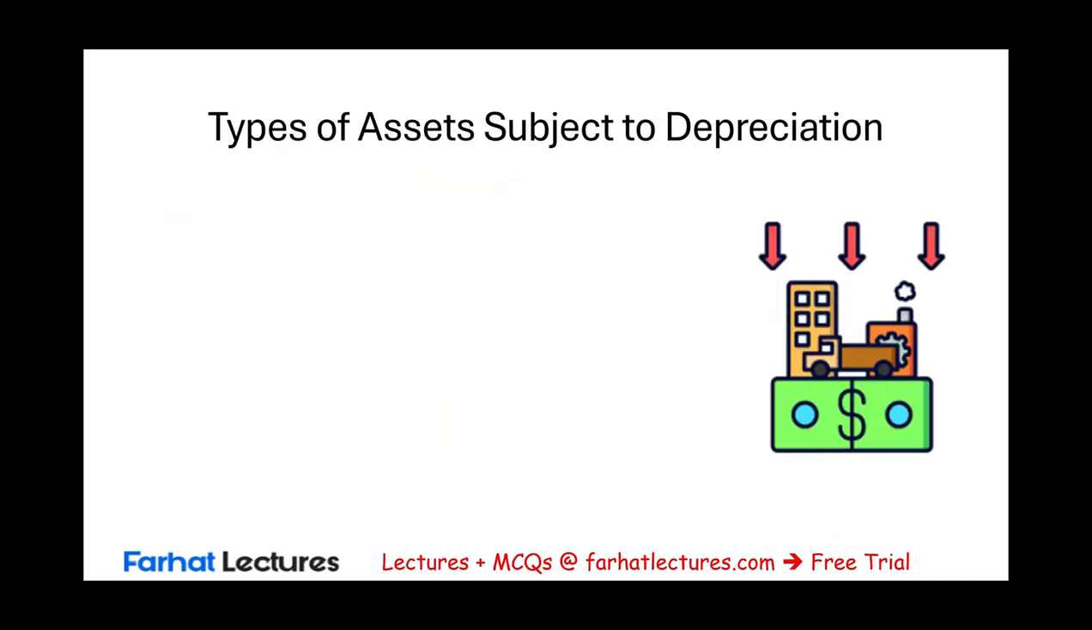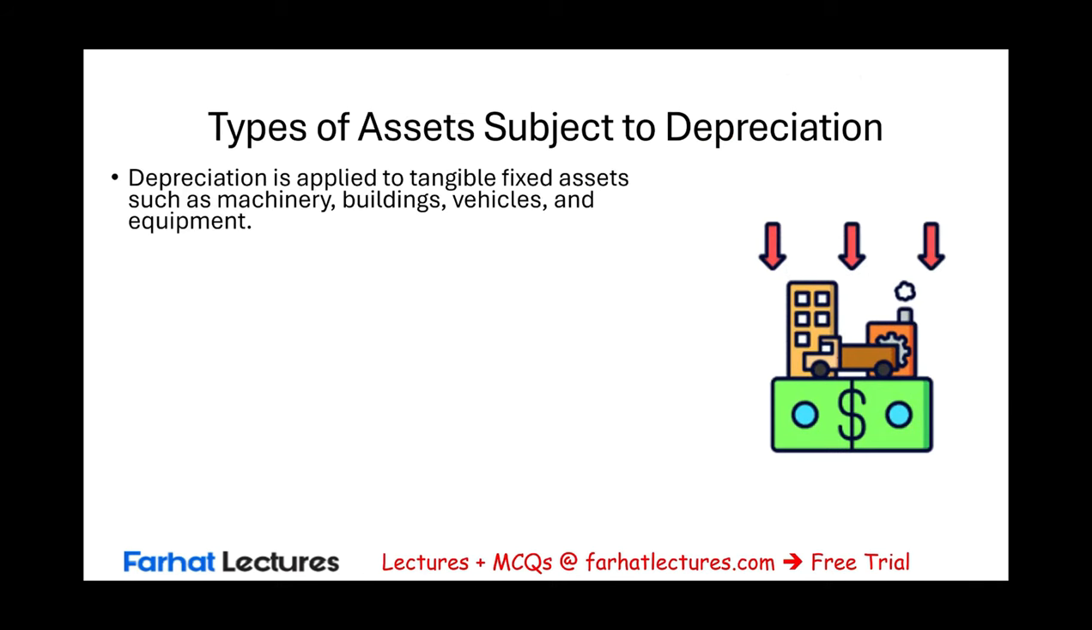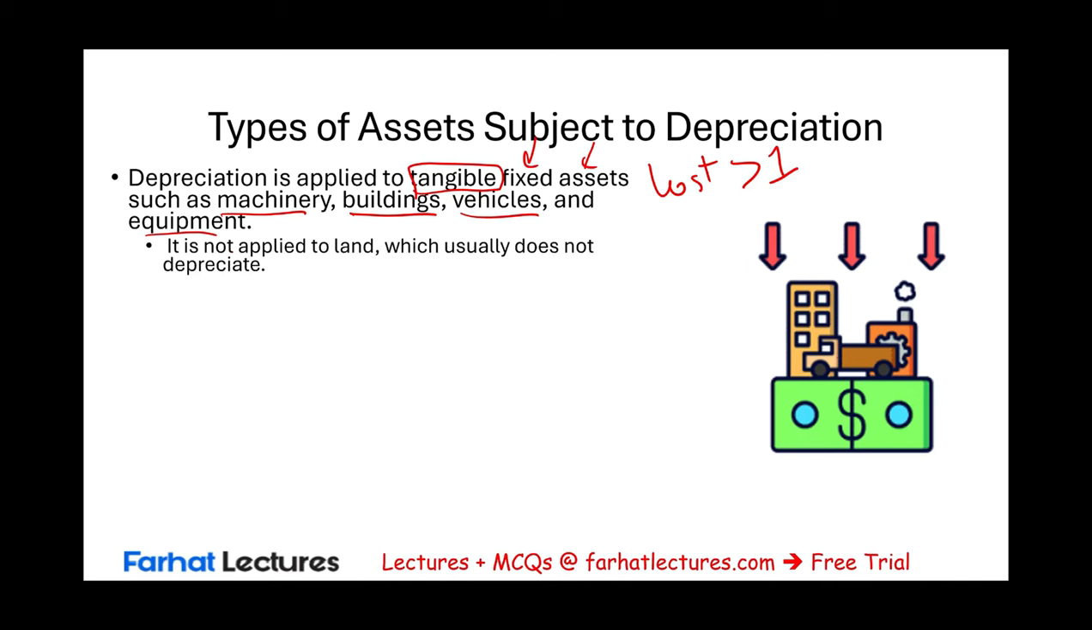Now, what type of assets are subject to depreciation? Do we depreciate all assets? And the answer is no. Depreciation is applied to tangible fixed assets. Tangible means you can see them, you can touch them, such as machinery, vehicles, equipment, warehouses, computers, furniture. And the nature of these assets is that they last greater than 1 year. They are with us for several years. That's why we depreciate those assets over several periods.